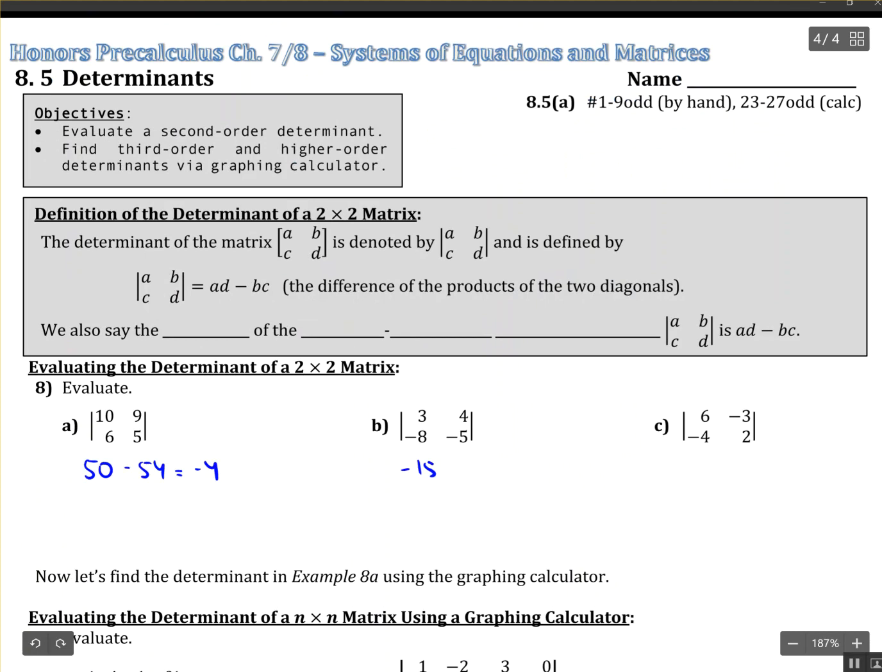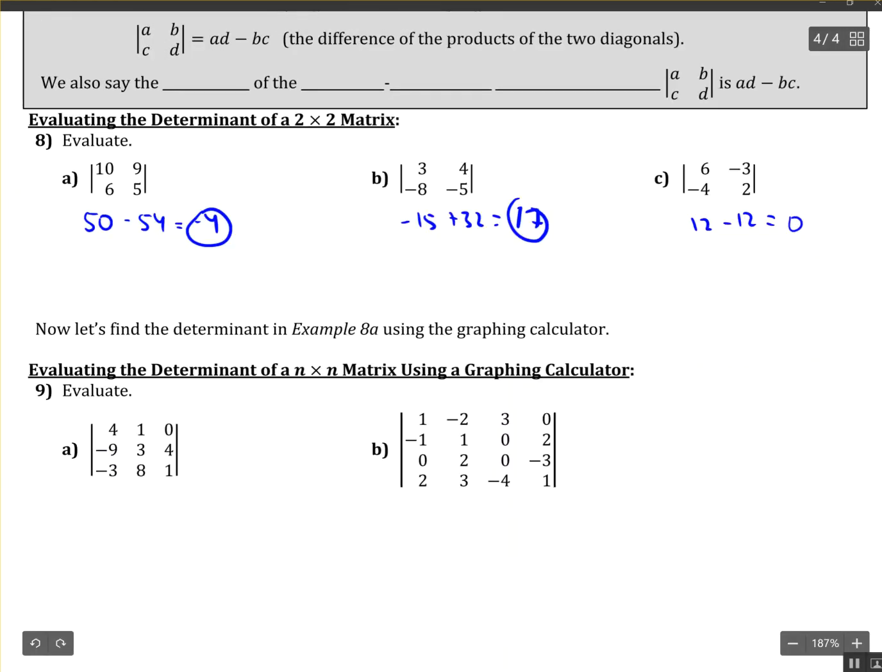This one I get negative 15 plus 32, because it's minus the negative 32, so I get 17. And then 6 times 2 is 12, minus 12, and that equals 0. Remember, if that equals 0, this matrix would not have an inverse. It would not be invertible.